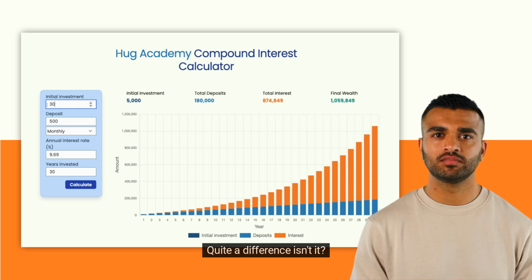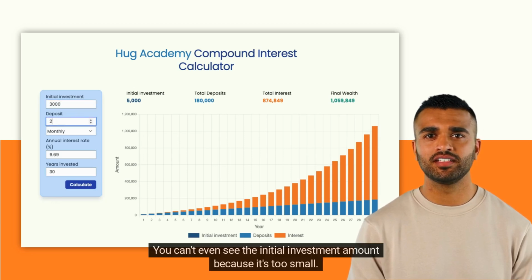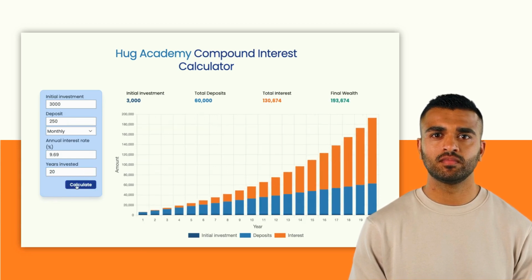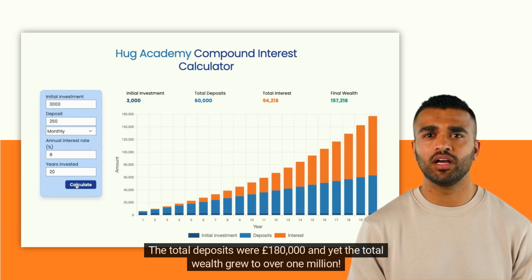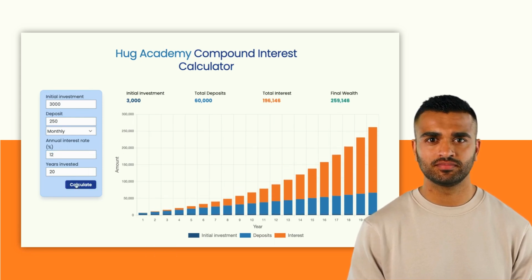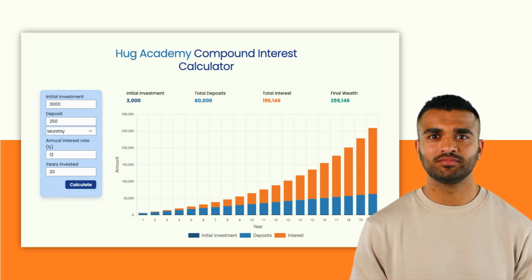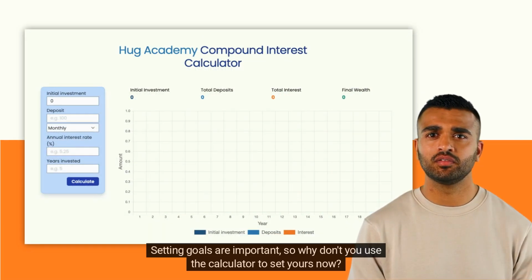Quite a difference, isn't it? You can't even see the initial investment amount because it's too small. The total deposits were £180,000, and yet the total wealth grew to over $1 million. Setting goals is important, so why don't you use the calculator to set yours now?